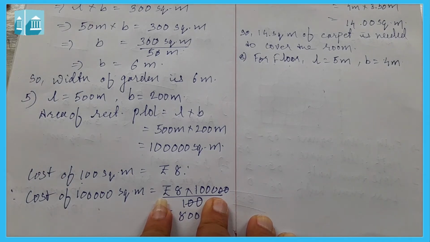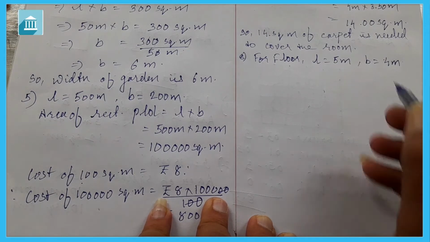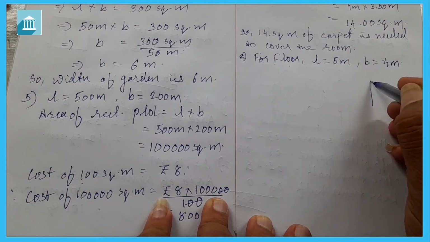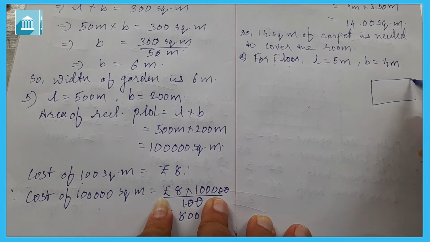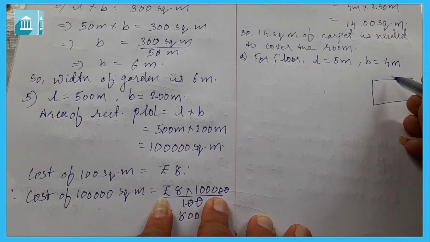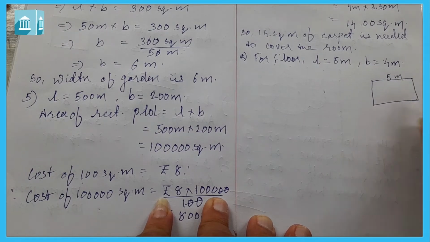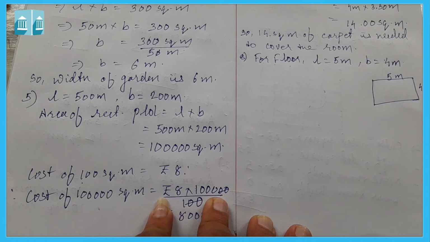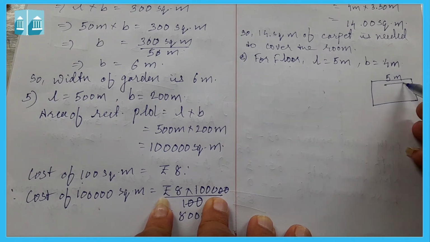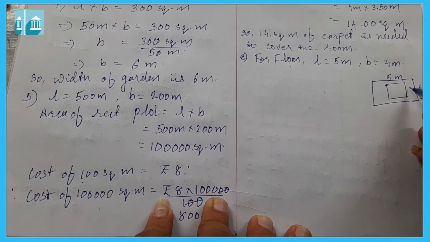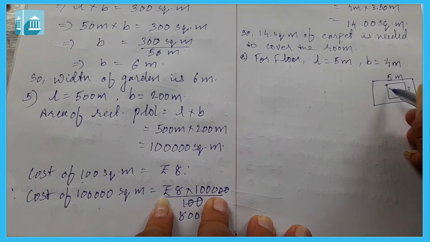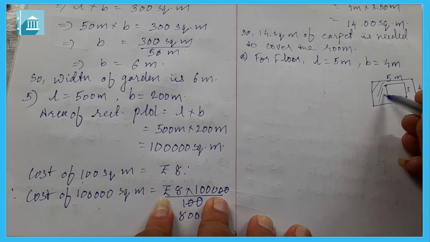And a square carpet of side 3 meter is laid on the floor. Find the area of the floor that is not carpeted. Now the question is, this is the floor, that is 5 meter and 4 meter. Again here it is given that a square carpet of 3 meter. Square carpet of 3 meter means here it is 3 meter. This is the square carpet. We have to find out the area of this.